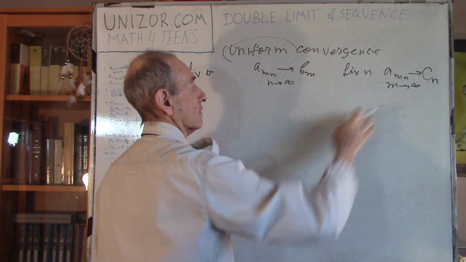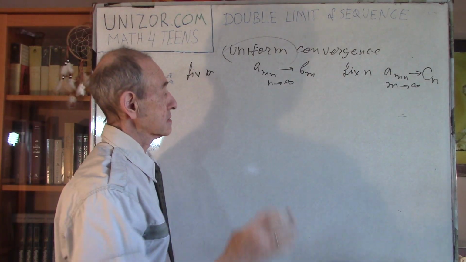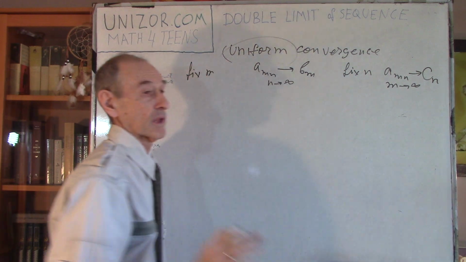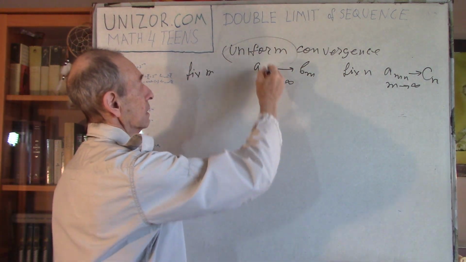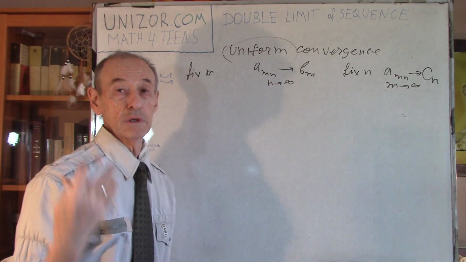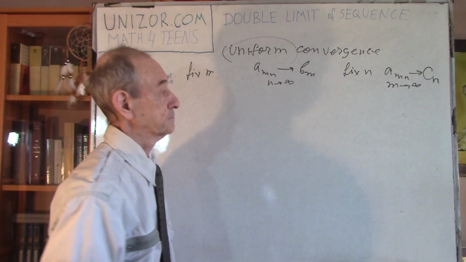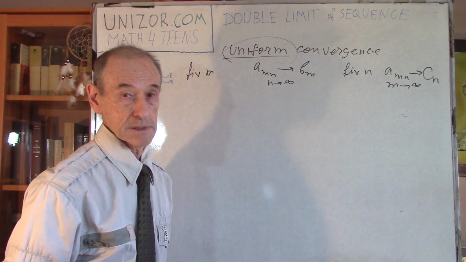So is this sufficient? No. The answer to this question is no. Separate convergence is not a sufficient condition for a_mn to have a limit, no matter how we change m and n. But if it's uniform convergence, then yes.